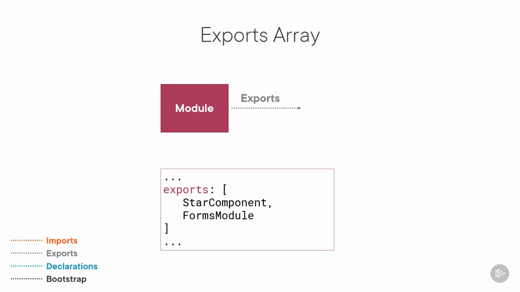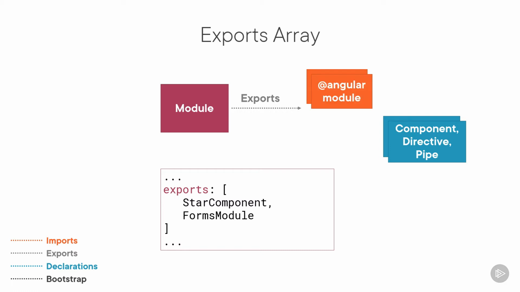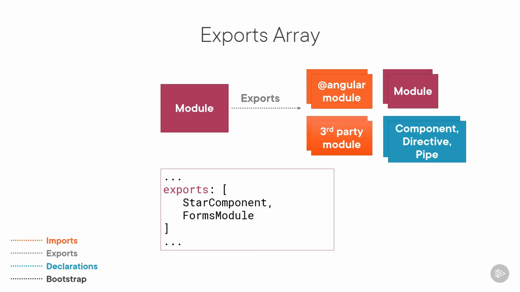The exports array of the NgModule Decorator allows us to share an Angular module's components, directives, and pipes with other modules. We can export any of this module's components, directives, and pipes so they can be pulled in when another module imports this module using the imports array. We can also re-export system Angular modules, such as Forms module. We can re-export third-party modules, such as Material Design. Material Design is a set of high-quality user interface components, including buttons and dialogues. And we can re-export our own modules.